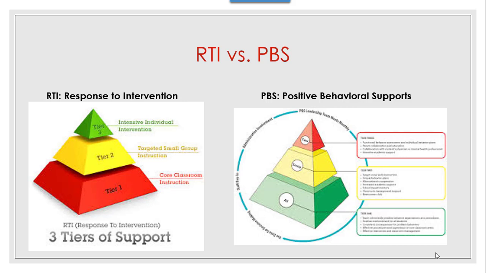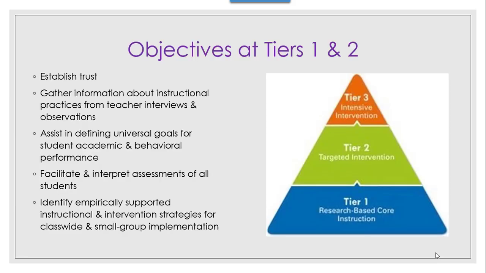The only big difference is that RTI tends to be for academic things, reading, writing, math, whereas PBS or PBIS is used for social, behavioral, and sometimes emotional issues. So everything else is pretty much the same except the target, and they've both been collapsed under the same umbrella term of MTSS, multi-tiered systems of support.